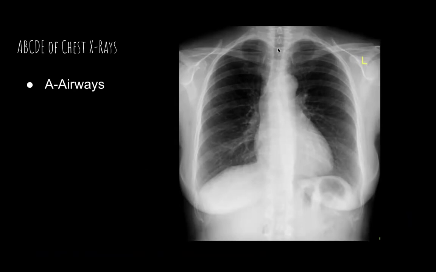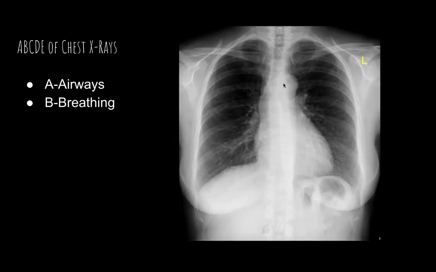And you notice how it's a little darker? That's because there's air in the trachea. So this goes back to where we talked about how air will absorb that radiation less. That's why it's darker. And so the big thing when you want to look at the trachea is whether it's midline. And this one looks like it is. And that's important because certain pathologies will push the trachea to one side or the other.